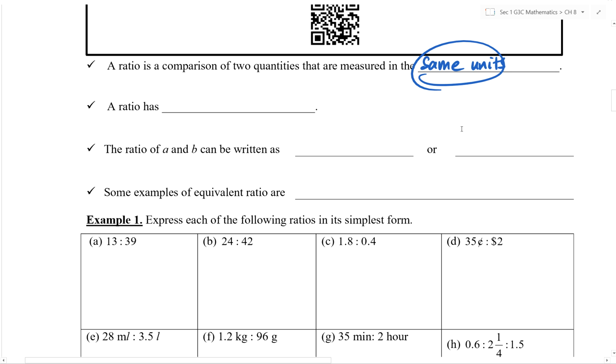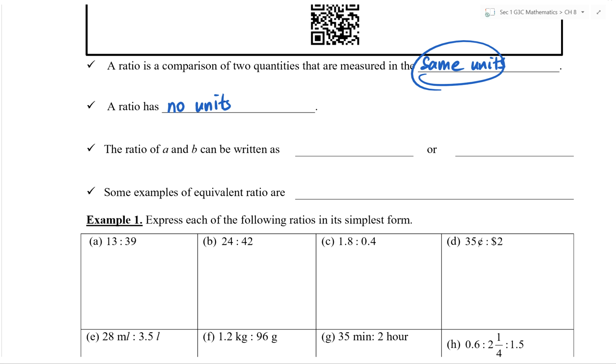It is important that these two quantities have the same unit. So for example, for time, you can compare them as long as both of them are in seconds, or both of them are in minutes, both of them are in hours. You cannot have a ratio where one part of the ratio is in seconds and the other is in, for example, minutes. They have to be the same. So a ratio has no units. That is why it is essential that before you compare the two quantities, they are already in the same units.